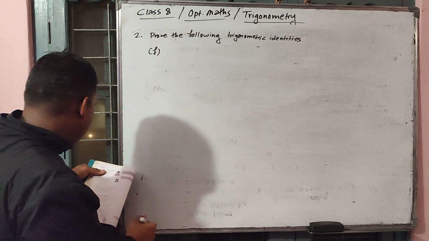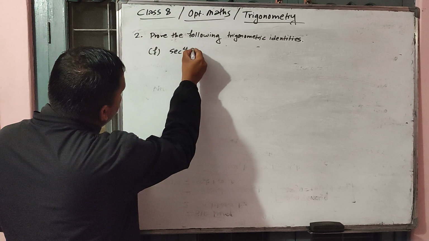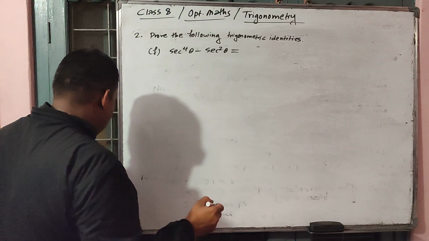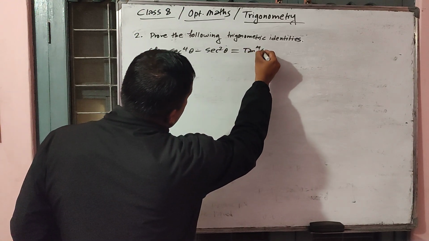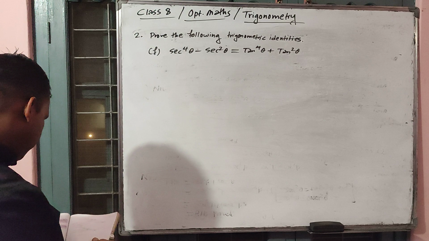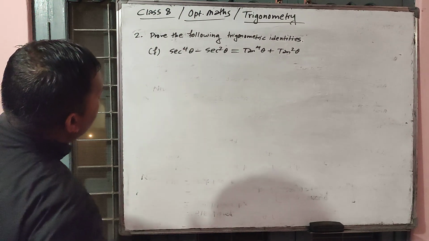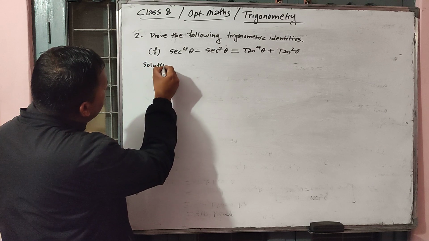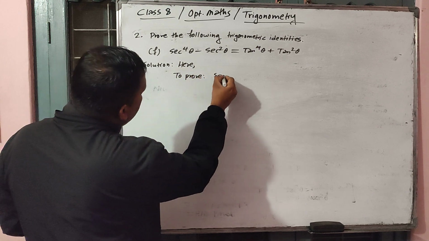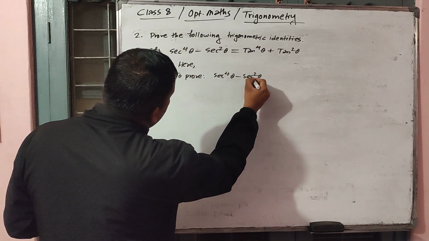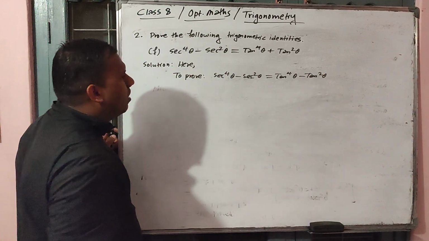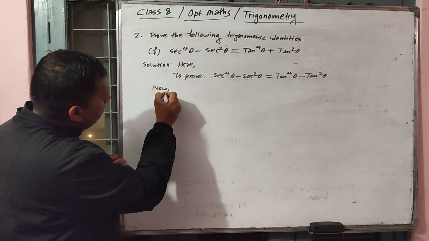We have to prove sec to the power 4 theta minus sec square theta equals tan to the power 4 theta plus tan square theta. Here we need to prove sec to the power 4 theta minus sec square theta equal to tan to the power 4 theta plus tan square theta. Now we start from LHS.